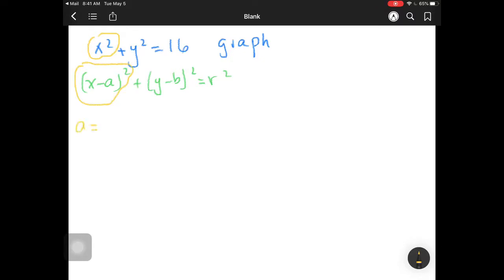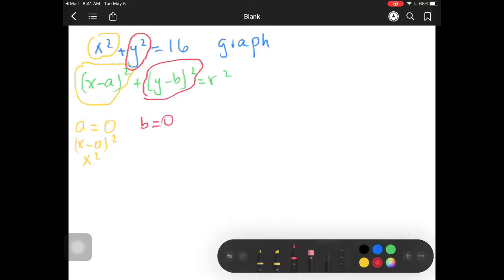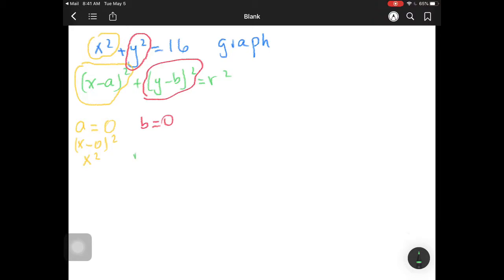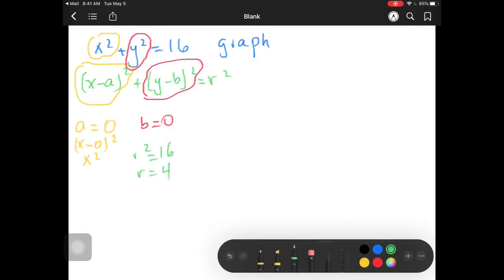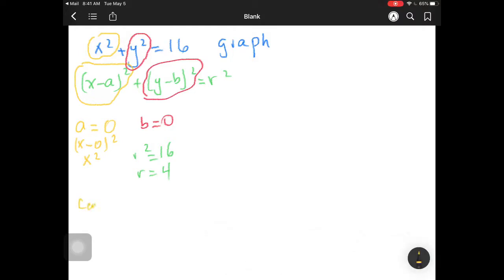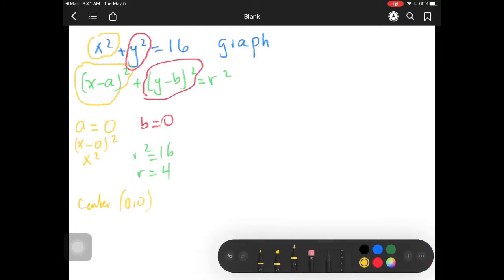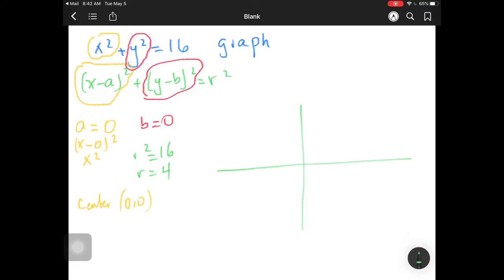This would mean that your a is 0, simply because x minus 0 squared is the same as x squared. And let's also match here. y squared needs to be y minus b squared. Again, for the same reason, this would give you that b is 0. And r squared is 16, so your radius is 4. So this means that the center is at 0, 0, which is the origin of the Cartesian coordinate system of the x and y axes.